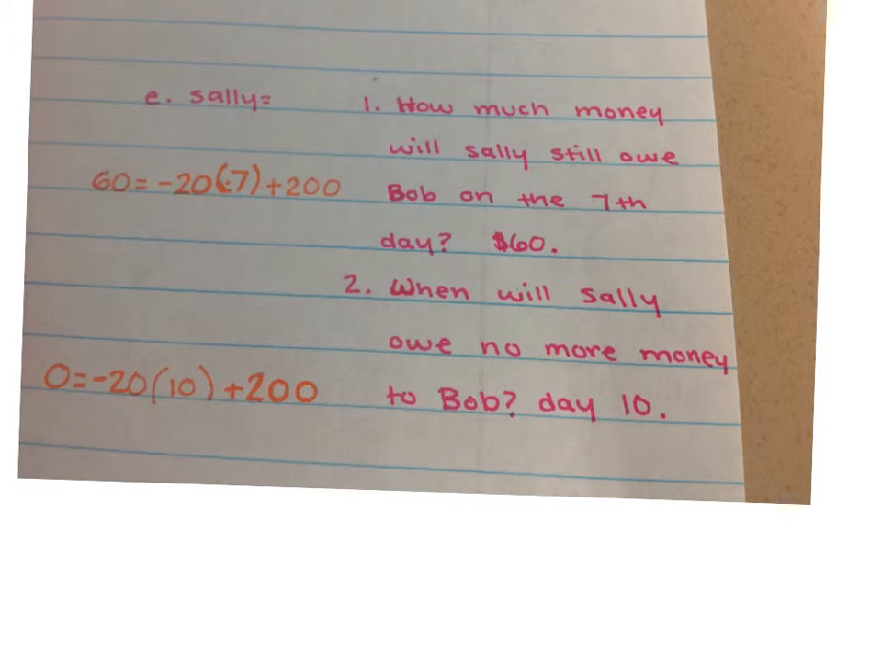For the second problem, we have when will Sally owe no more money to Bob? The answer we have is day 10 by plugging in the numbers to the equation. The equation we got is 0 equals negative 20 times 10 plus 200.